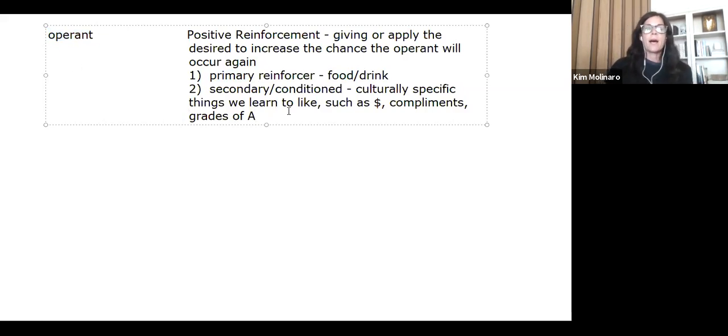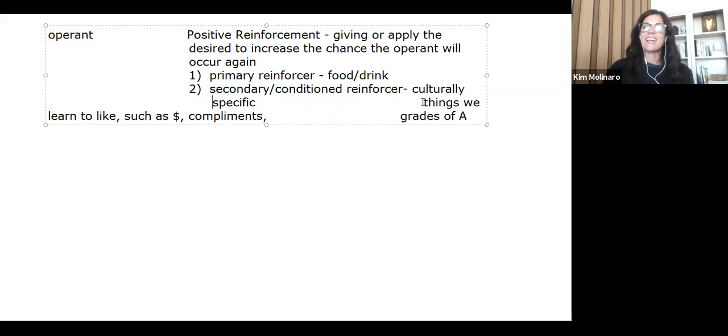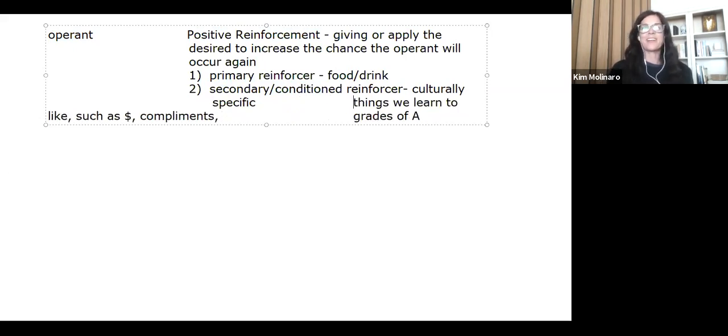If you study really hard and you get an A on a test, the operant is studying really hard, being given the A on the test that you earned is positive reinforcement. And because it's not food or drink, it's a secondary conditioned reinforcer. And it will increase the likelihood that you will study again. So that covers positive reinforcement.